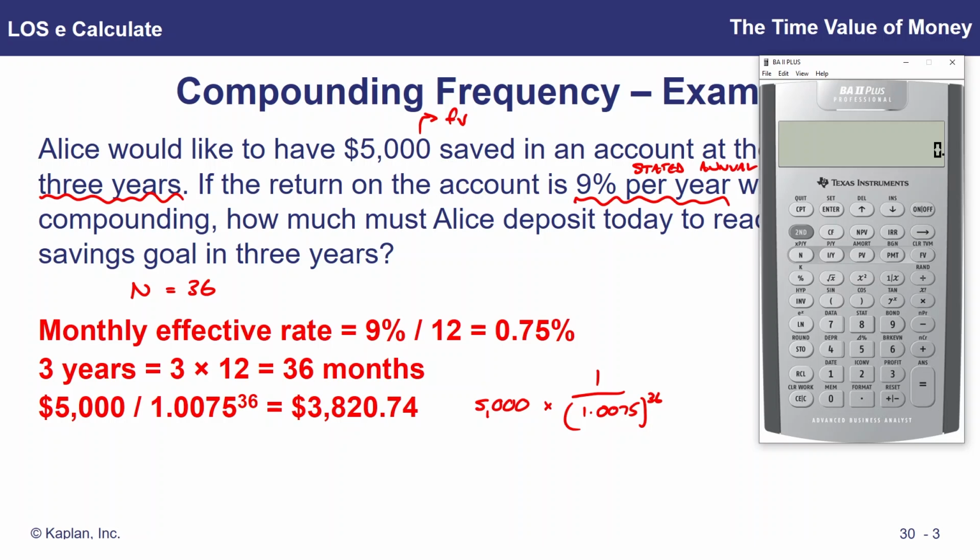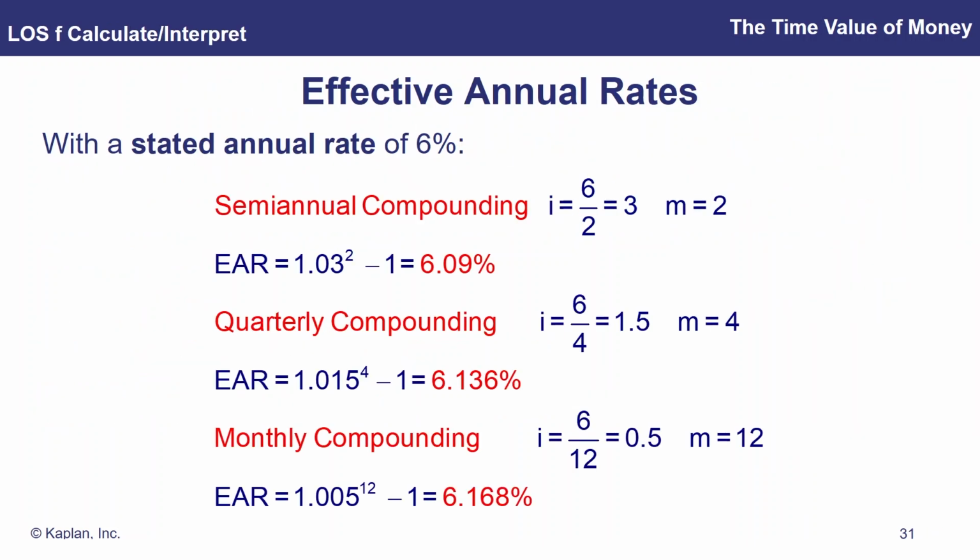Get into good habits, because then it becomes second nature and you don't even have to worry about it going into the exam. So 36 monthly periods is N over our 3-year time frame. IY is 9 divided by 12, so 0.75. 5,000 is our future value. So 5,000 FV, and compute PV, and there's the 382.74. So absolutely fine to do it on the calculator if you feel comfortable with it. Choose a method that works for you.